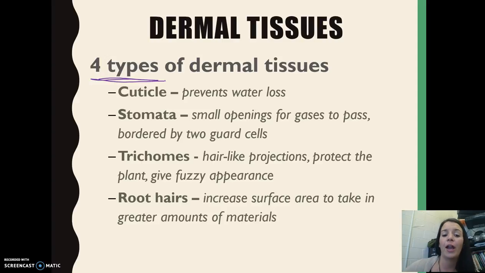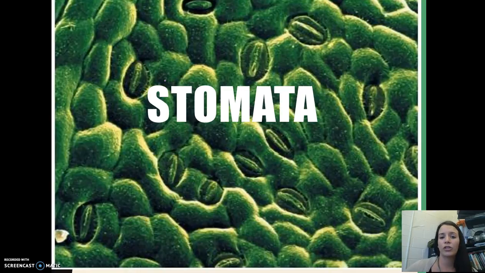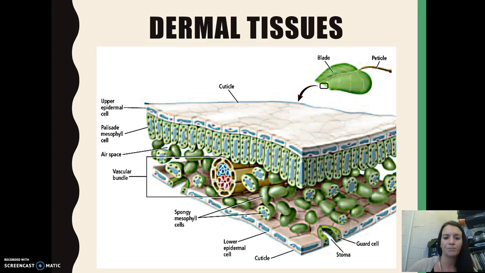Trichomes, on the other hand, are hair-like projections, and they protect the plant. They give it a fuzzy appearance. If you've ever looked at the underside of leaves or sometimes on the stems, you'll see these. And then root hairs, those increase the surface area to help take in greater amounts of materials. So if roots have lots of root hairs, they're absorbing much more from the ground. And here's just a closer look at stomata. So all these little mouths are stomata that you see.